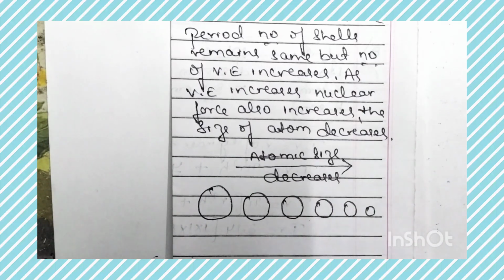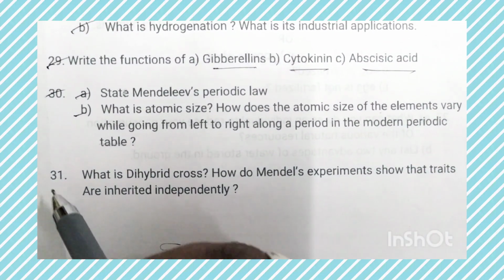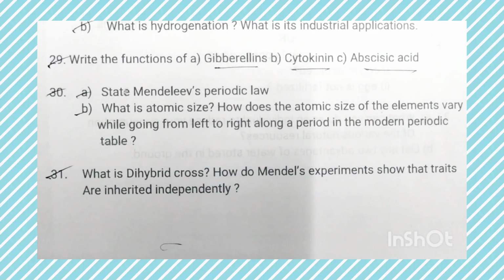So this is about question number 30. Now let us move to question number 31. So question number 31 is, what is dihybrid cross? Next, how do Mendel's experiments show that the traits are inherited independently? So now let us answer these two questions.